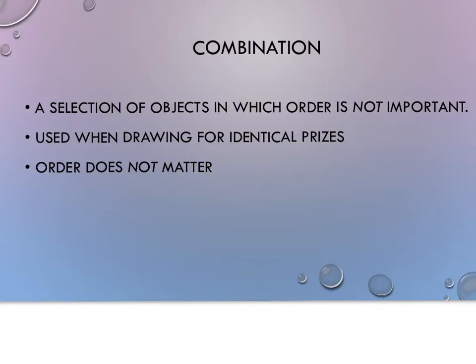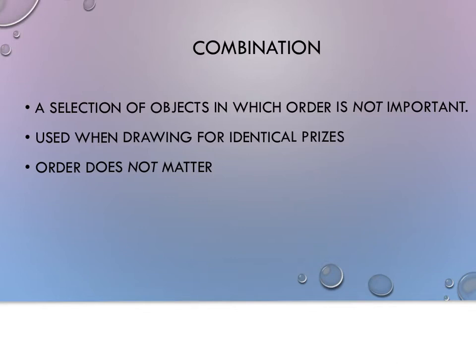Today, combinations. Combinations is selection of objects in which order is not important. So it's used when drawing for identical prizes, and order does not matter. The difference between a permutation and a combination, again, is that order does not matter.